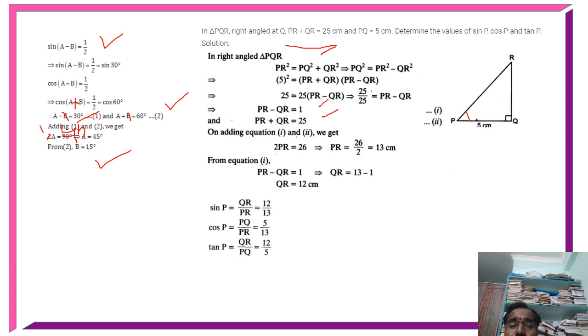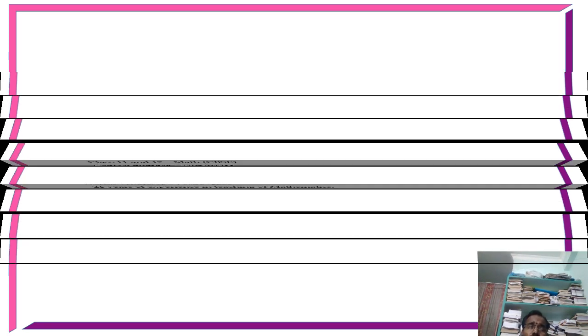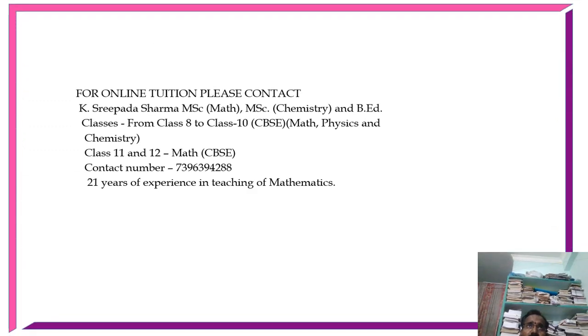After solving, we get PR 13, QR 12, and sin is opposite side by hypotenuse, cos is adjacent side by hypotenuse, tan is opposite side by adjacent side. So here first we make one relationship and find PR and QR. After that we substitute by using the trigonometric ratio formulas. So this is the method of doing. Let us go with the models. And now after this we'll do applications of trigonometry, nothing but heights and distances.